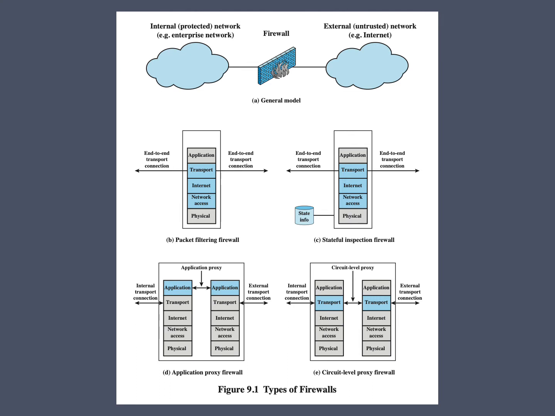And the final kind is called circuit level. It's similar to stateful inspection, but not quite. It doesn't keep track of the ongoing conversation. Historically, we had packet filtering, stateful, application, and circuit, and application and circuit are all bundled into one.